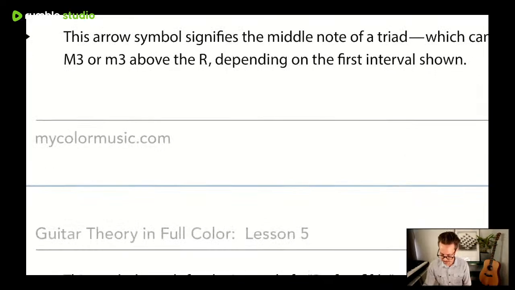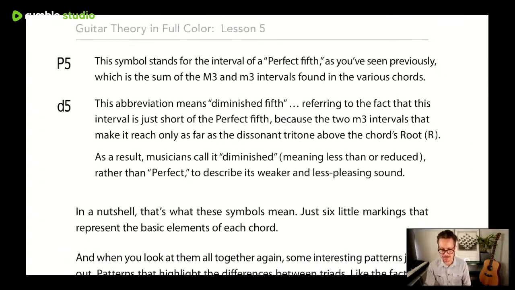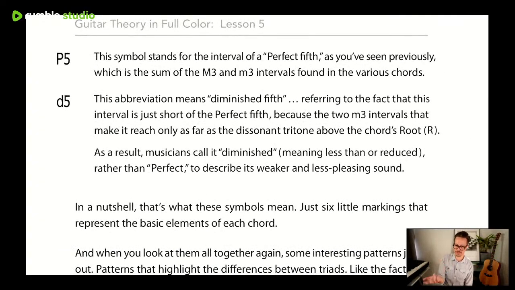Okay, so let's dissect this more. P5, this symbol stands for the interval of a perfect fifth, as you've seen previously, which is the sum of a major third and a minor third found in the various intervals. We talked about how in music, it can be confusing to think that a major third and a minor third equals a perfect fifth. If it was normal math, you would say, okay, a third plus a third, 3 plus 3 equals 6. But the labels and intervals used in music aren't normal math, right? So a major third plus a minor third equals a perfect fifth. 3 plus 3 equals 5.